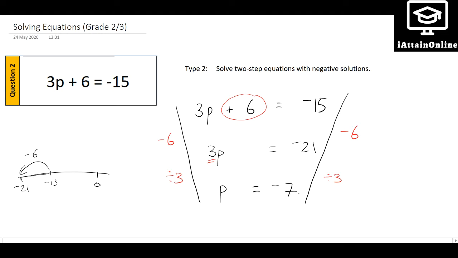And you could always double check this one again. That's your answer, but again you could always double check it. 3 lots of p, 3 times -7 is -21. If I then add 6 to that, that comes out with -15. So we've got that one right.